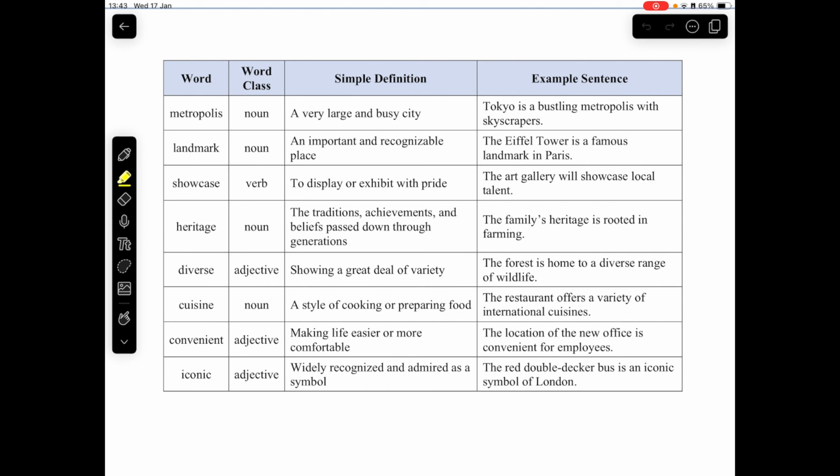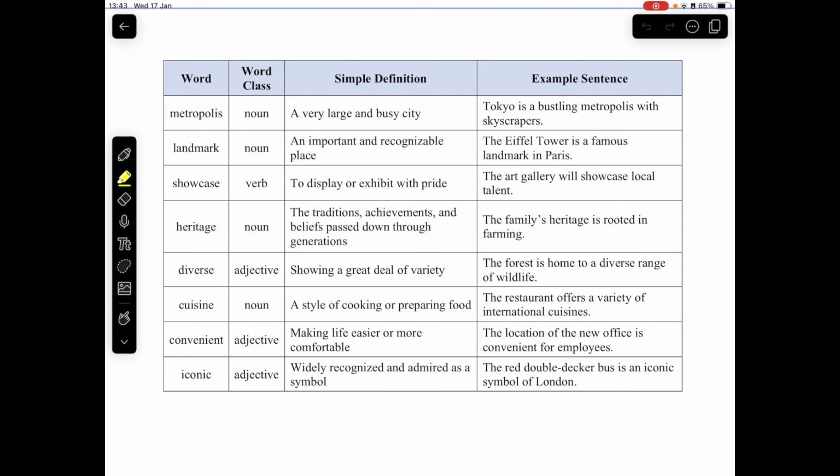Tokyo is a bustling metropolis with skyscrapers. Next we have landmark. Landmark is a noun, an important and recognizable place. The Eiffel Tower is a famous landmark in Paris. Showcase. Showcase. This is a verb, to display or exhibit with pride. The art gallery will showcase local talent.